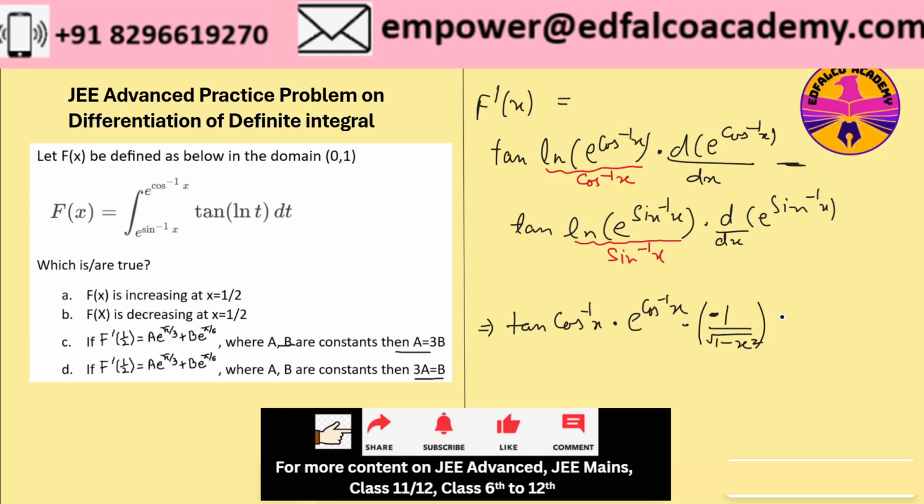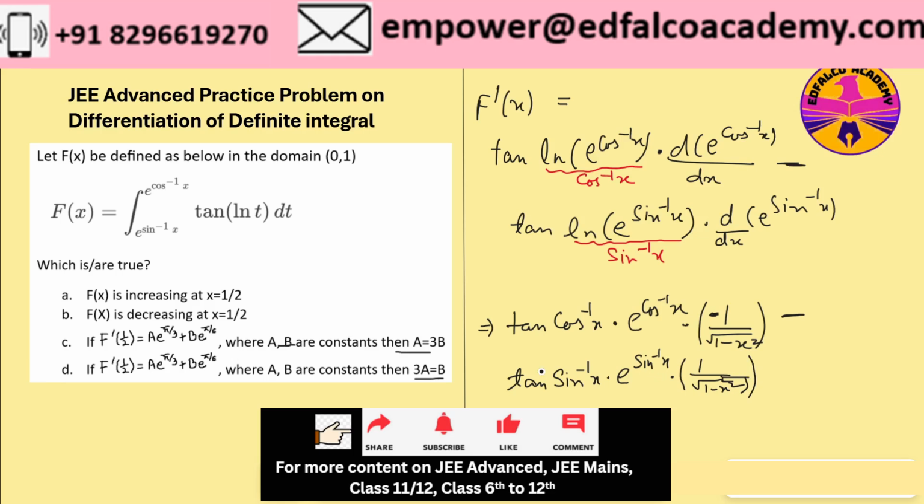Now let's see the second part, which is minus. Now again here it will be tan of, this has already been converted into sine inverse x. So tan of sine inverse x into d by dx of e to the power sine inverse x, which means we will first differentiate with respect to sine inverse x. So we'll get e to the power sine inverse x into d of sine inverse x by dx, which will give us 1 upon root under 1 minus x square. So this is what the next step would be.